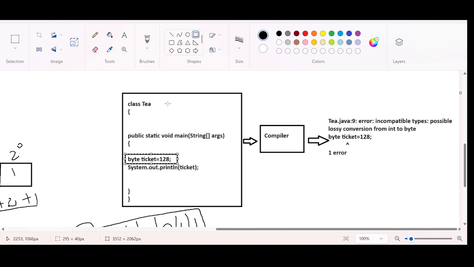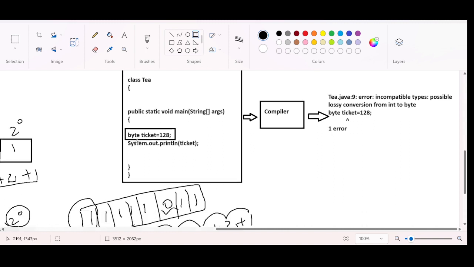There are some spaces here, so literally you wouldn't say this is line number 9. See, there are some empty lines here. Considering that, it is line number 9. If you count these empty lines, this is exactly line number 9. So we are saying byte ticket = 128. We are assigning a positive value to the byte data type with the variable name ticket.